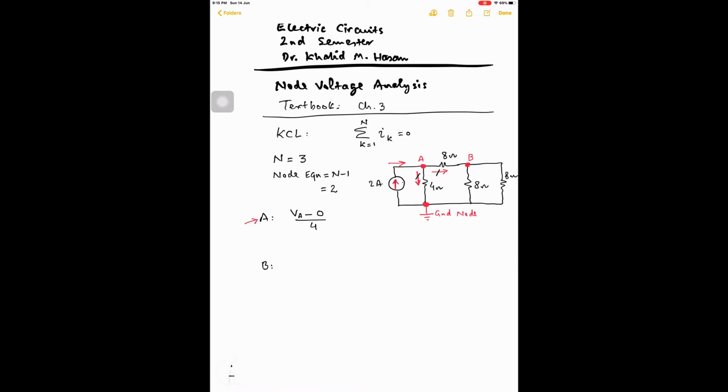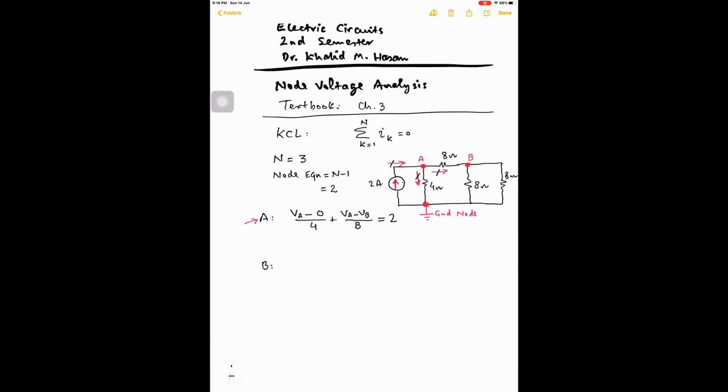this current is flowing from node A to node B, and we write it as current flowing from node A to node B. This is the voltage difference across 8 ohm resistance, and voltage divided by resistance is current. Now these two currents are leaving the node, and sum of all the currents leaving the node must be equal to sum of all the currents coming towards the node. So current coming towards the node through this current source is 2 ampere.